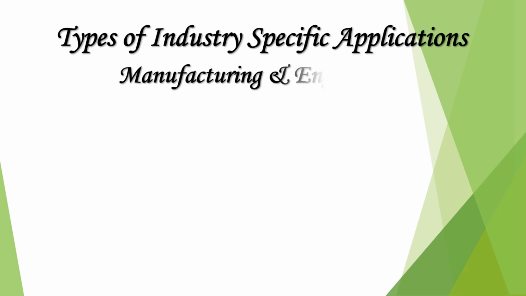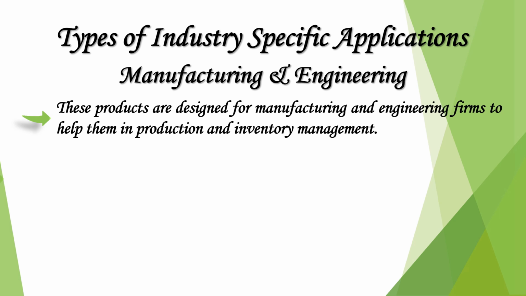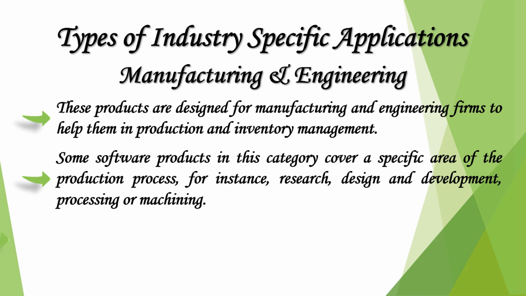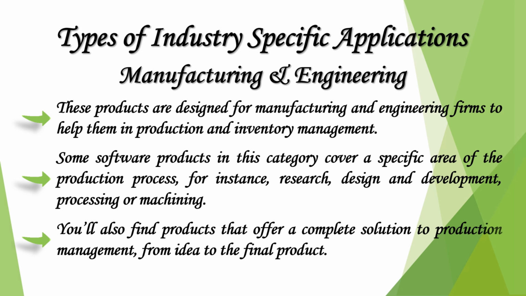Types of industry-specific applications. Manufacturing and engineering. These products are designed for manufacturing and engineering firms to help them in production and inventory management. Some software products in this category cover a specific area of the production process, for instance, research, design and development, processing or machining. You'll also find products that offer a complete solution to production management, from idea to the final product.